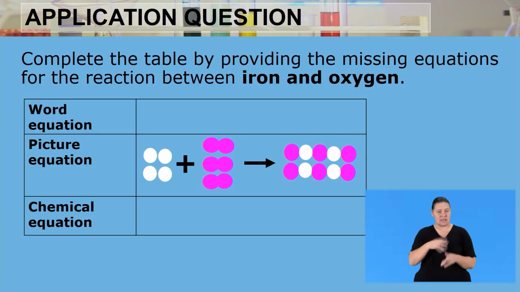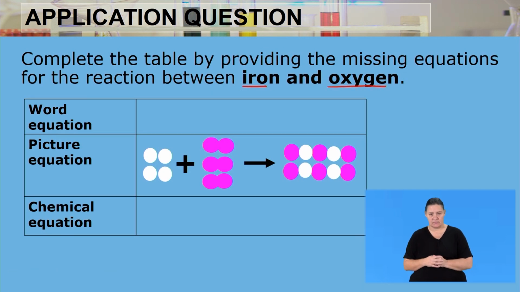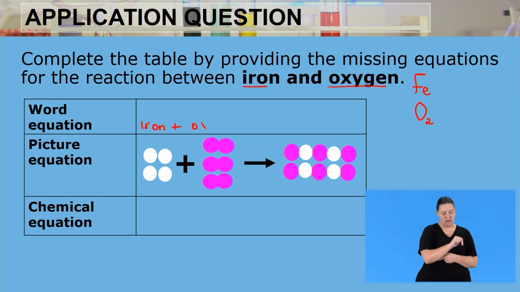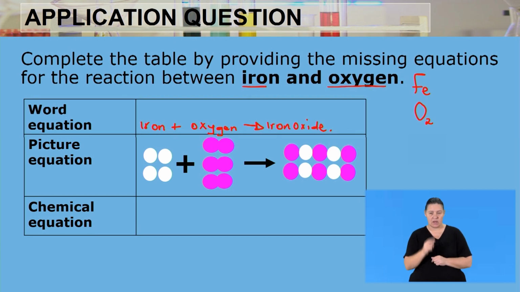Complete the table by providing the missing equations for the reaction between iron and oxygen. So remember that iron has the chemical symbol Fe, with oxygen having the chemical symbol O, but then remember it is written as O2 because it's a diatomic molecule. So the word equation for this reaction will be iron reacting with oxygen, reacting to form iron oxide.